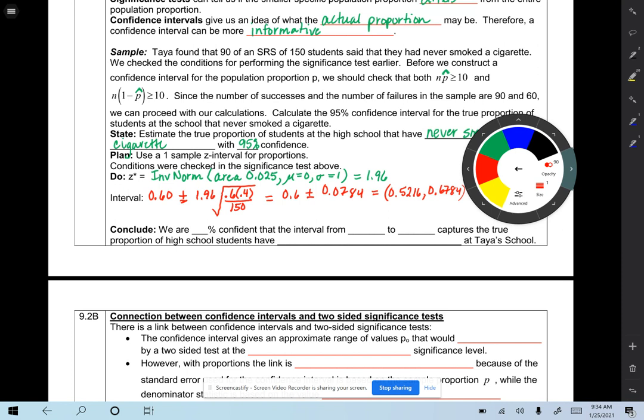And we can therefore conclude that we are 95% confident that the interval from 0.5216 to 0.6784 captures the true proportion of high school students who have never smoked a cigarette at Taya's school. So even though the confidence interval can be more informative, the significance test allows us to test a theory or an idea.